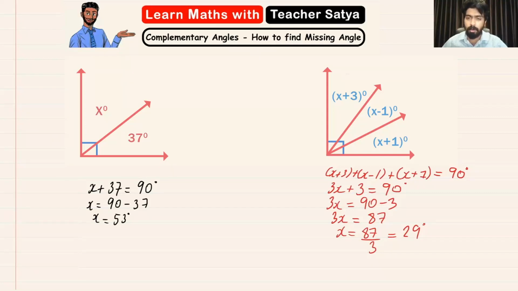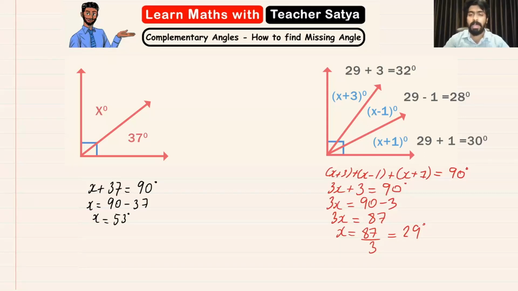The first one we have is 29 plus 3, which is equal to 32. In this one we have x minus 1, so 29 minus 1, which is equal to 28. And in this one we have x plus 1, so 29 plus 1, which is equal to 30 degrees. And of course when we add up all of these three angles, they will always add up to 90 degrees.